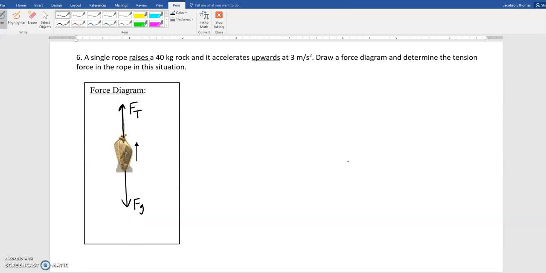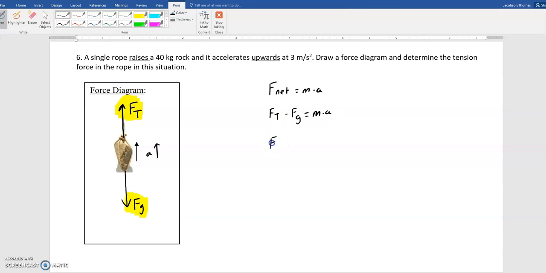All right, now we have another object being lifted straight up with a rope, and I've got my force diagram, which is Ft up and Fg down, and we want to figure out the tension in the rope. So just like all problems, we'll start off with F net equals ma. We know the object is accelerating upward, so I'm going to say up is a positive acceleration. So that means that the forces going up, I'm going to make positive, and the forces going the opposite way are going to be negative. So I'm going to say positive Ft, subtract off, because it's negative, the Fg, equals m times a.